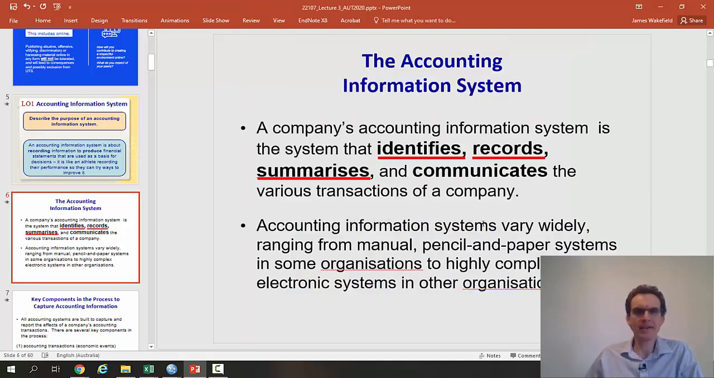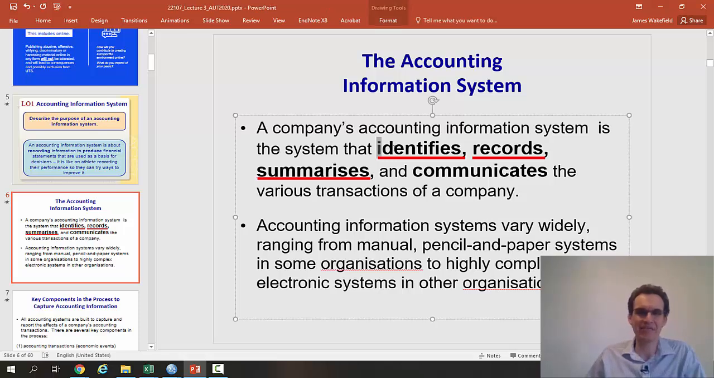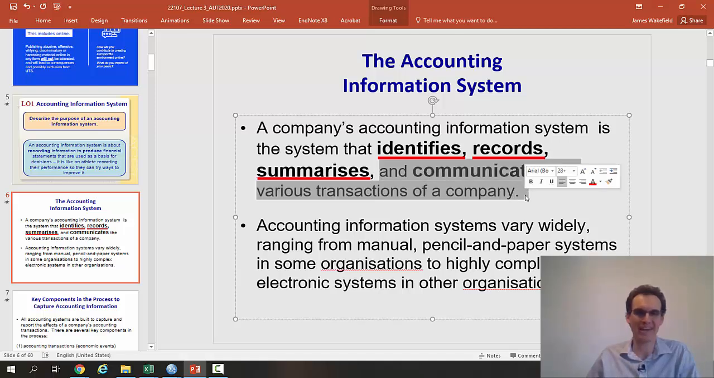So the accounting information system basically identifies different activities, records the transactions and entries in the accounting system related to these activities, summarizes those activities and transactions, so essentially brings all that information together so we can then communicate that information through a series of financial statements. Now, accounting information systems vary widely, right?